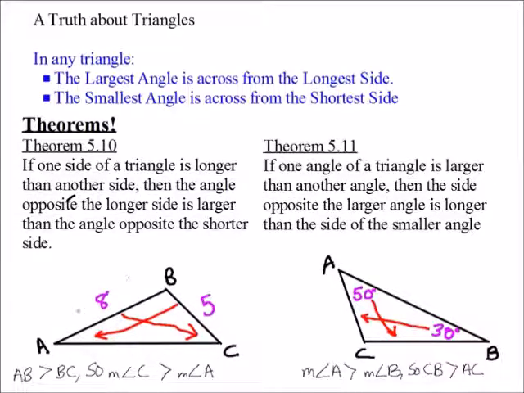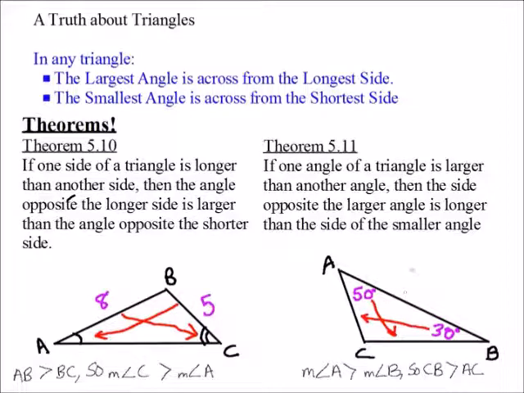So if AB is 8, and we know that BC is 5. Well, if AB is greater than BC, then the angle across from AB, which is C, has to be greater than, so let's put 2 bands on it, the angle across from BC, which is A.